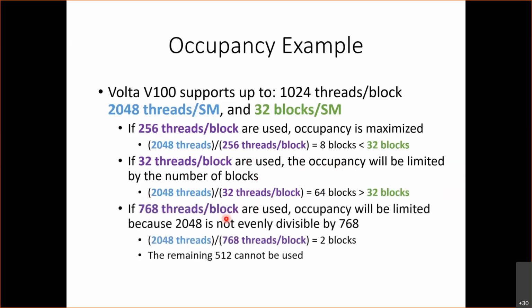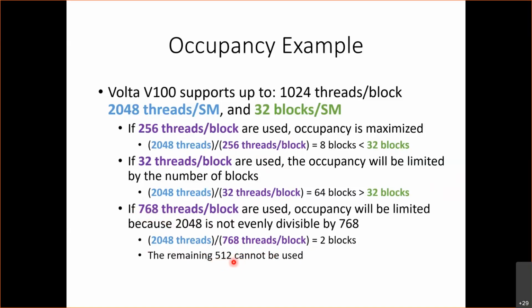If I choose something like 768 threads per block, in this case I have a problem, which is that 2048 is not divisible by 768. So 2048 divided by 768 is going to be 2 blocks, and then there's going to be a remainder of 512 threads that cannot be used, because I cannot use these 512 to execute 768 threads. Why? Because I need to make sure that I have enough resources for all the 768 threads before I schedule. We talked about this at the beginning, remember? So in this case, I'm going to have 512 threads not used.